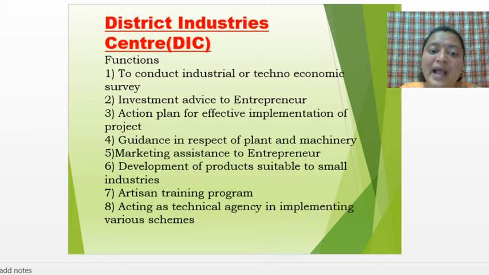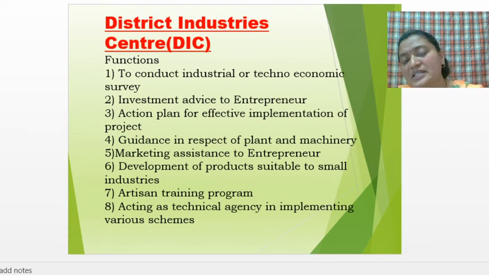The next one, guidance in respect of plant and machinery. Here not only will advice be given based on the investment to the entrepreneur, but apart from that proper guidance also has to be given in respect of plant and machinery. Plant and machinery means what? If a company wants to purchase heavy machinery, the cost or investment of those machines is very high, so they need to order them from different companies. Proper guidance will be given for that from this institution, that is DIC.